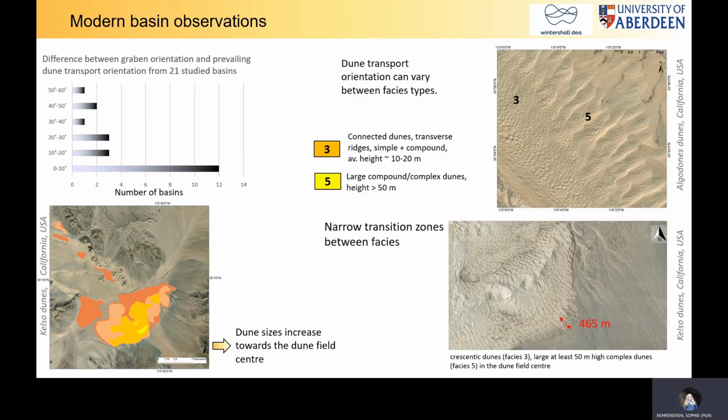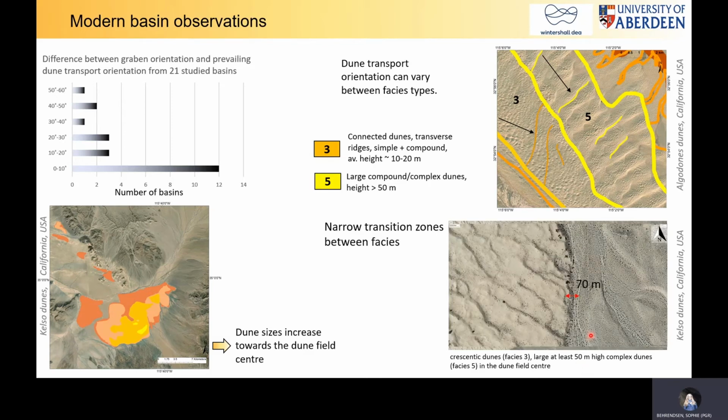So next, with our facies change, we can also have a change in dune transport direction. You can see here that it jumps quite significantly from facies 3 to 5. And we also have quite narrow transition zones between the facies, which actually made it easier to draw these polygons here on the left. So here we only have a distance of 500 meters, and if we zoom in over there, we only have a distance of 70 meters between dunes of facies 2 and a river deposit.